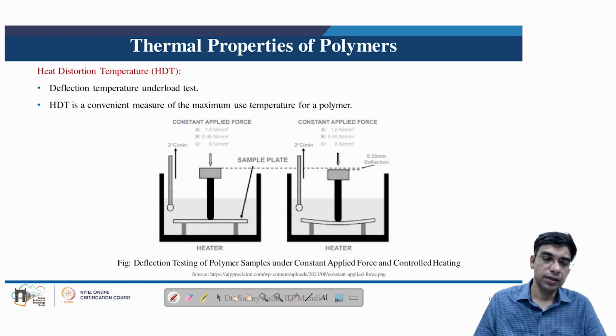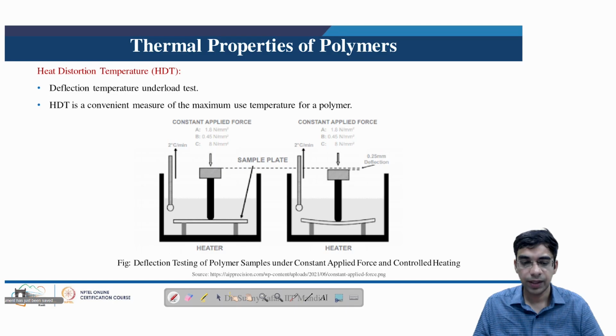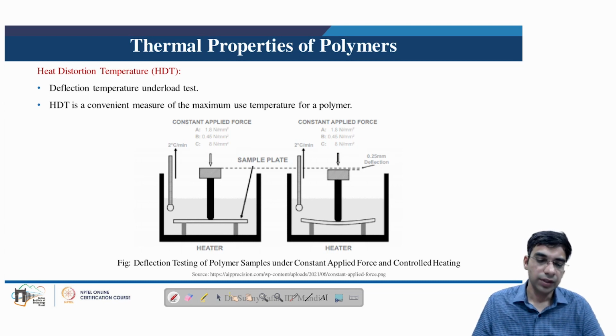Next we look at this concept of the heat distortion temperature. Heat distortion temperature, or HDT, is basically the deflection temperature under load test, that is, at which temperature the deflection of the polymer sample takes place. HDT is a very convenient way to estimate the maximum use temperature for the polymer, because as we know polymers are amorphous materials, so in that case it is not possible to have a fixed temperature.